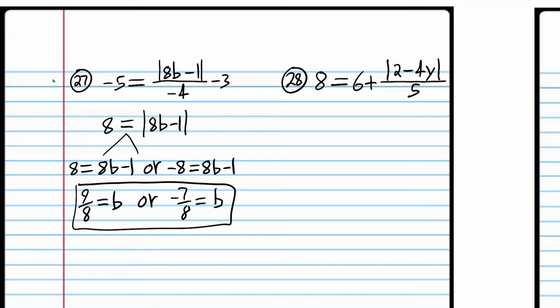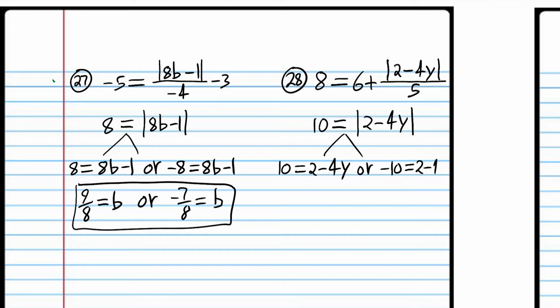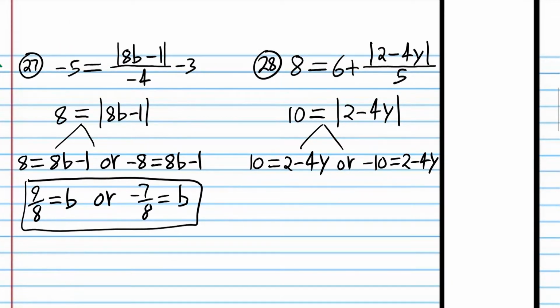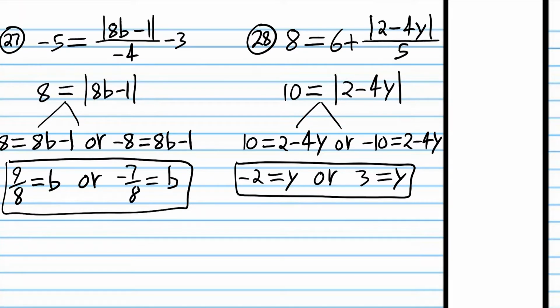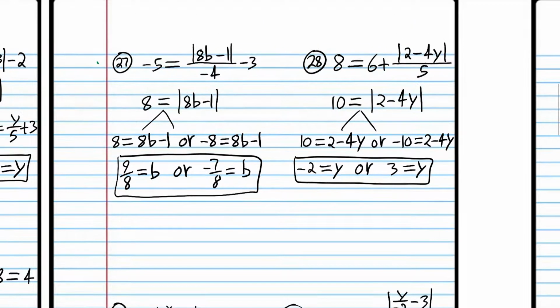All right, we're back. So you get absolute value of 2 minus 4y is equal to 10. And we've isolated the absolute value, so we can say that expression is equal to positive 10, or it's equal to negative 10. And so now we just solve, and we get y is equal to negative 2, or y is equal to 3. Okay, so if you got those answers, good job.